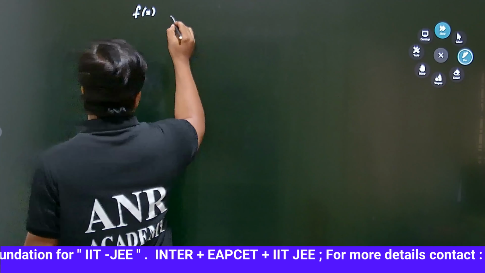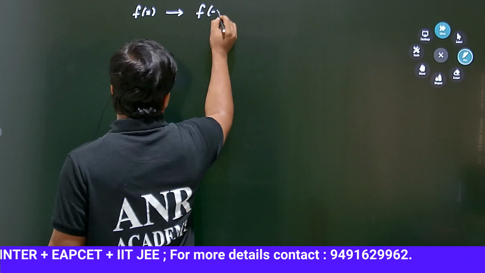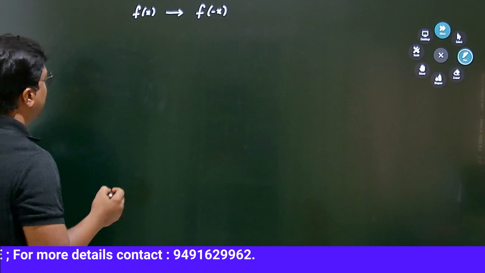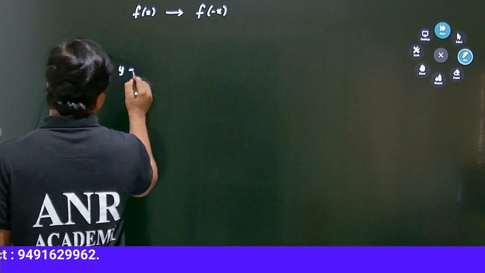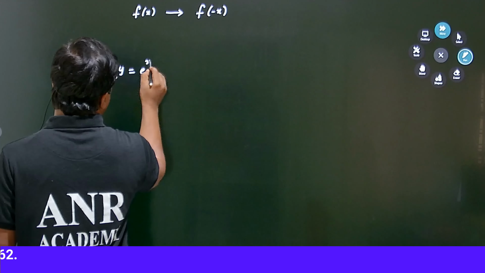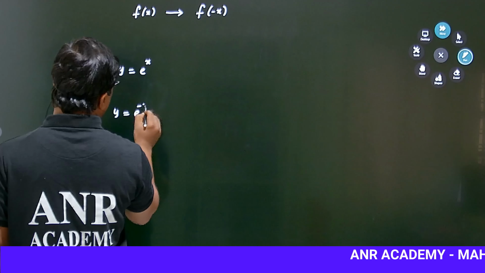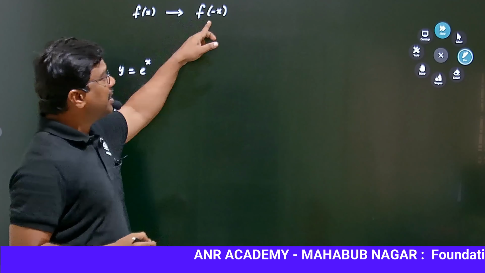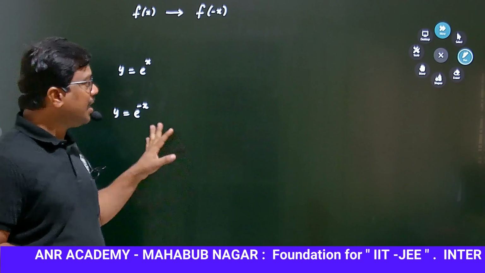Suppose f of x transforms to f of minus x. What happens? Observe. For example, y equal to e power x and y equal to e power minus x I am going to choose. Just in place of x, if you have minus x, then how to transform this graph? Observe.